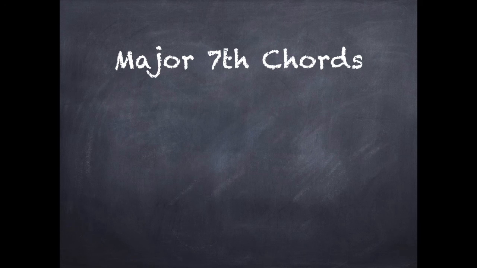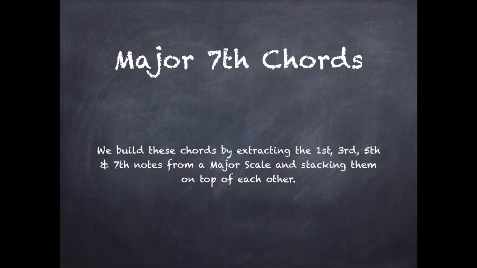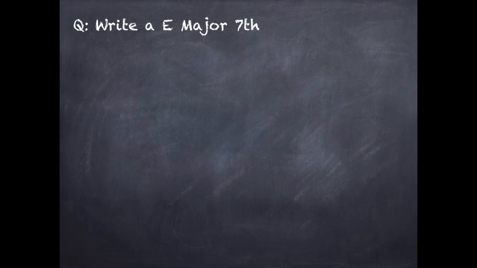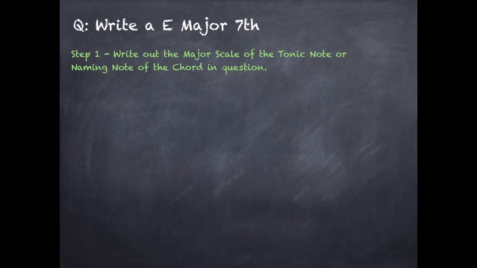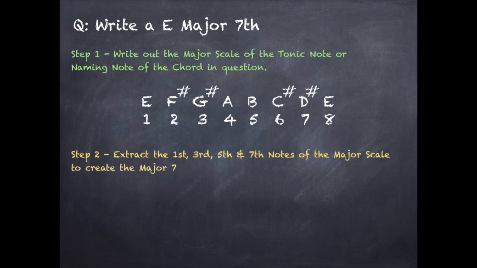Major seventh chords. We build these chords by extracting the first, third, fifth, and seventh notes from the major scale and stacking them on top of each other. In this example, we're going to write an E major seventh chord. So step 1, we need to write out the major scale of the tonic note or naming note of the chord in question, in this case E major.